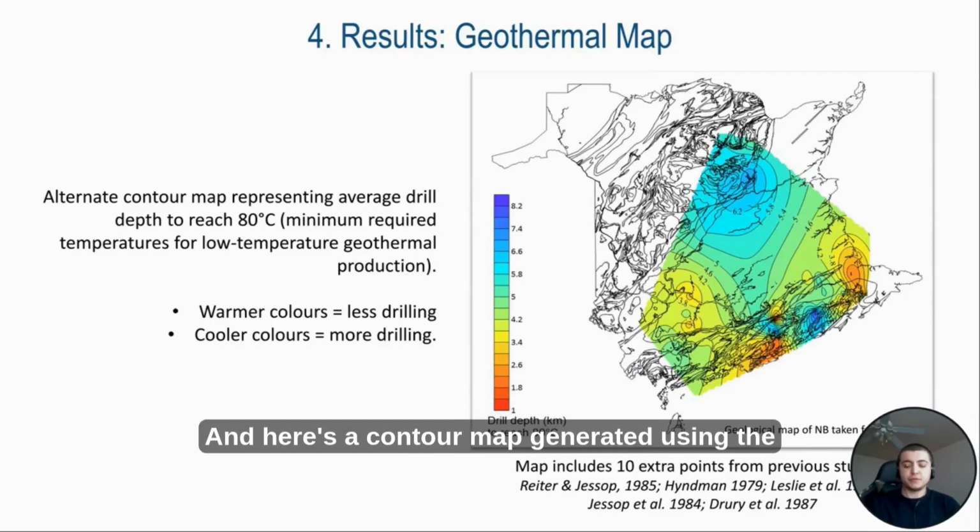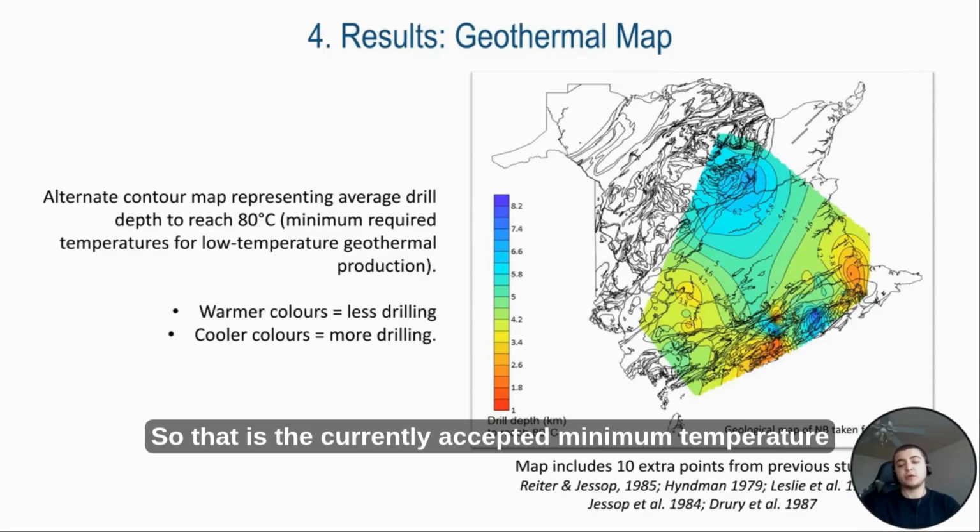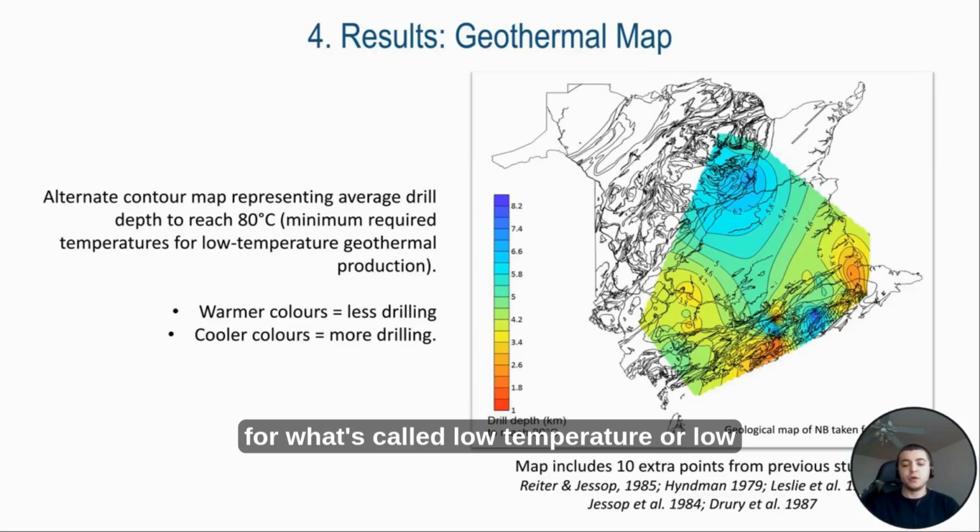And here's a contour map generated using the same 116 points, except now it demonstrates the amount of drilling required to achieve at least 80 degrees Celsius subsurface temperatures. So that is the currently accepted minimum temperature for what's called low temperature or low efficiency geothermal production.